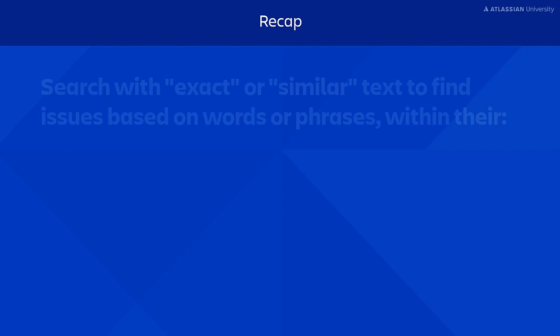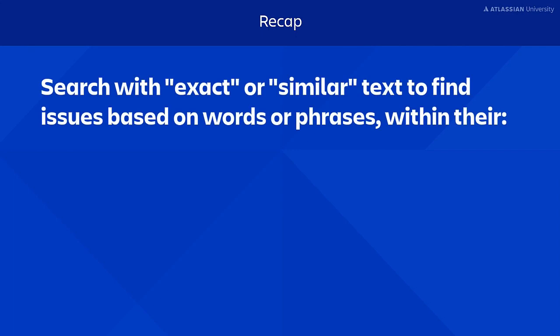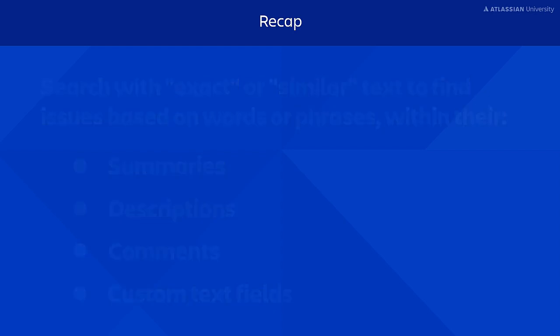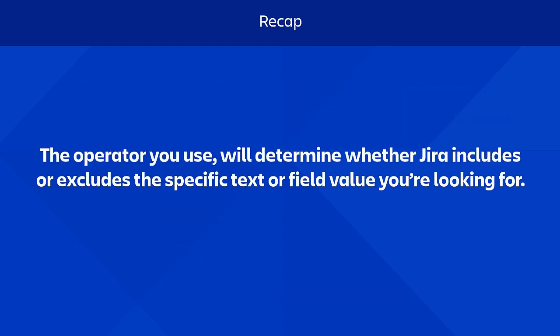To recap, you can search with exact or similar text to find issues based on words or phrases within their summaries, descriptions, comments, or custom text fields. The operator you use will determine whether Jira includes or excludes the specific text or field value you're looking for.